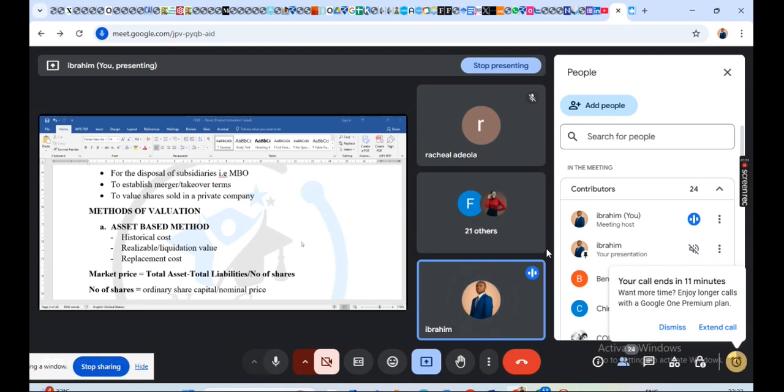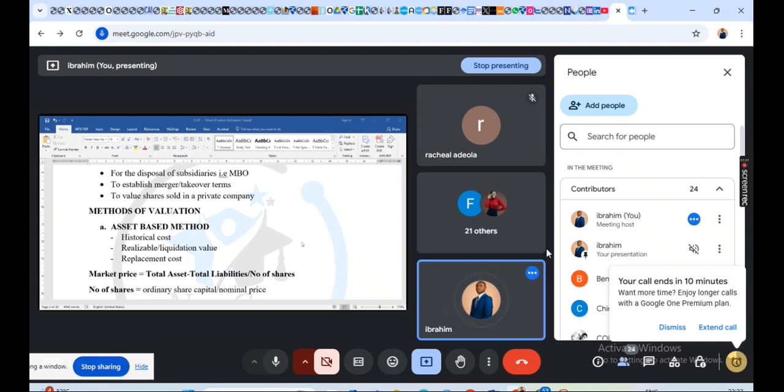The next one is the replacement cost. How much is it? You go to the market, you have to replace this. What is the replacement cost? Is it this amount? Then you value it based on the replacement cost.